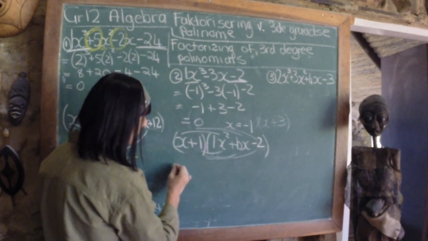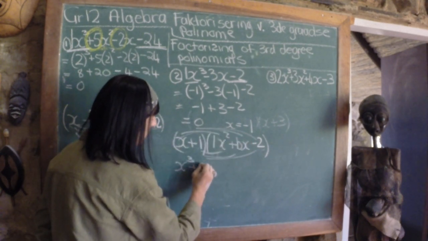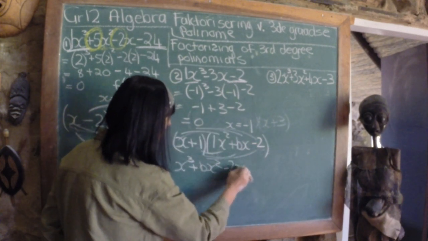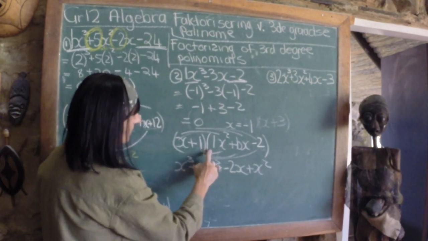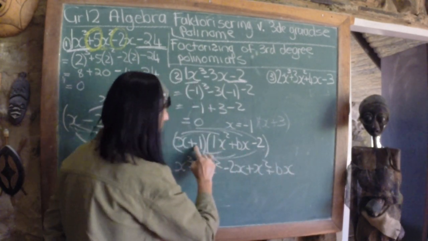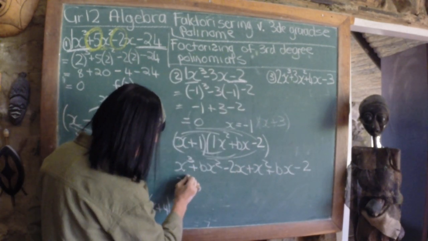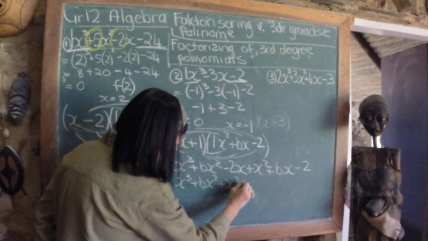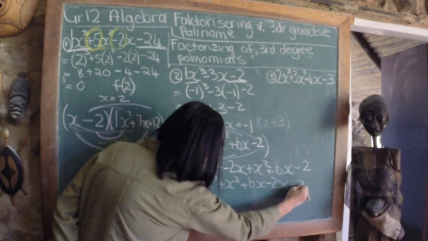Okay, 1 maal x, x maal x kwadraat is x tot die derde mag, plus bx kwadraat minus 2x, plus 1x kwadraat, plus bx, en min 2. Kom ons groepeer hulle by mekaar. Ek het x kwadraat plus bx kwadraat plus x kwadraat plus bx minus 2x min 2.